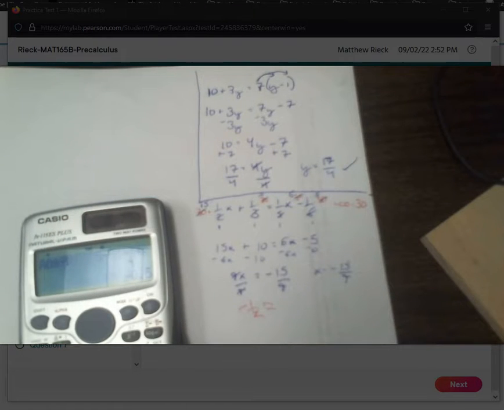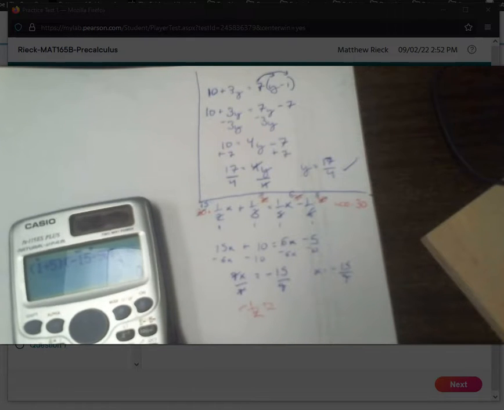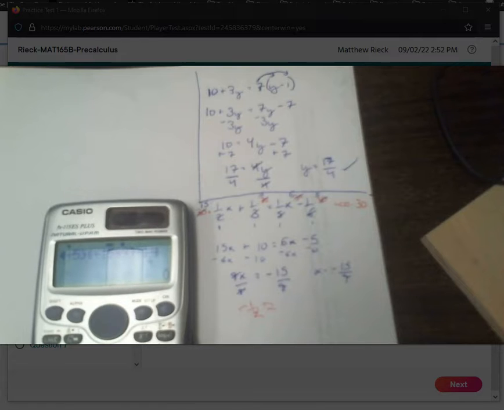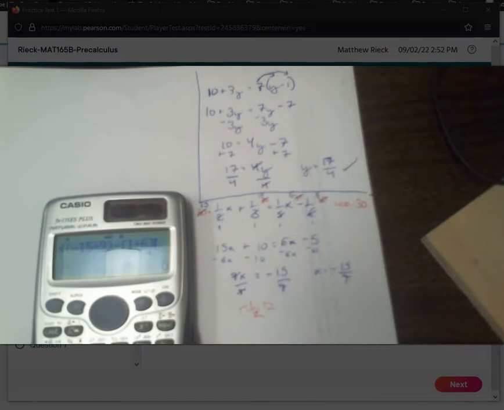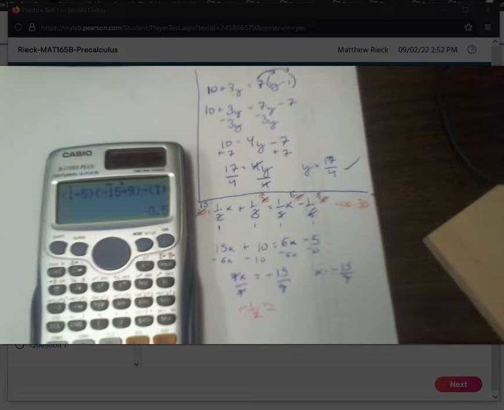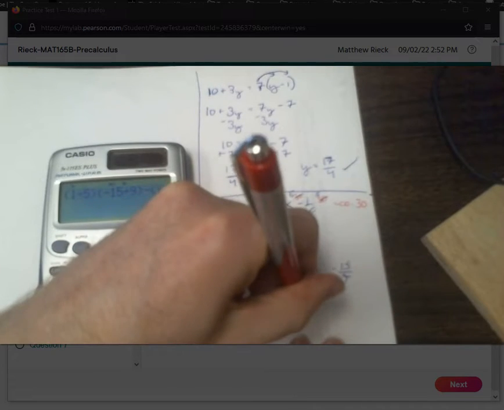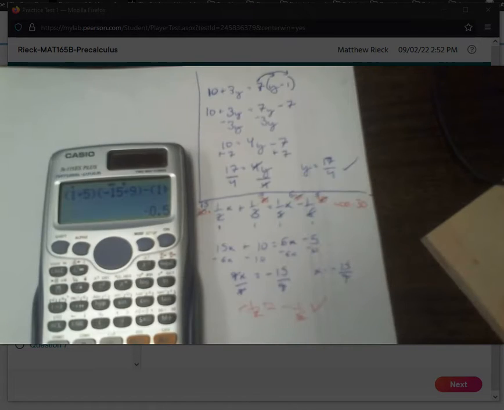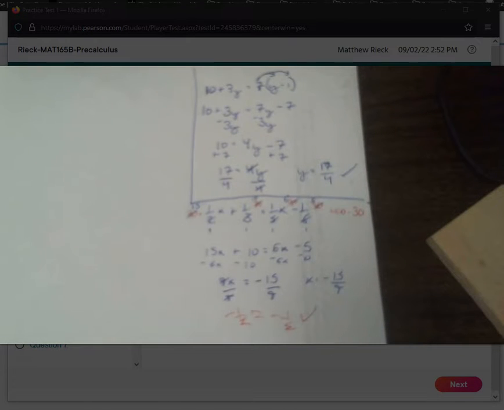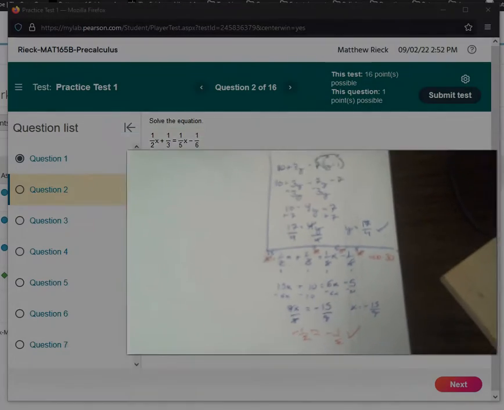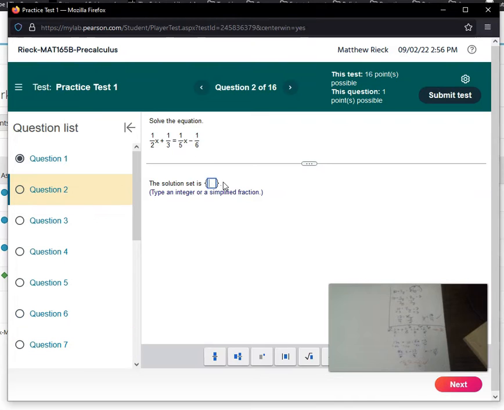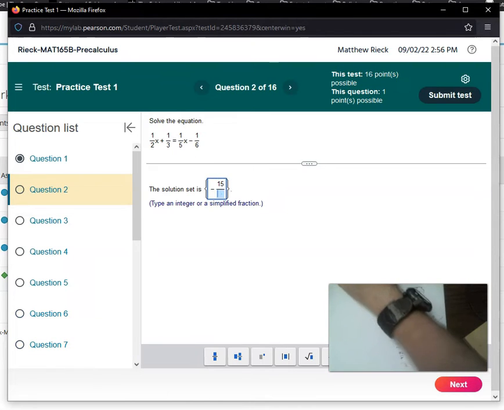And then if I take 1/5 times negative 15 over 9 minus 1/6, I also end up with negative 1/2. So again, that checks out. That means that negative 15 over 9 is going to be a solution to this equation.